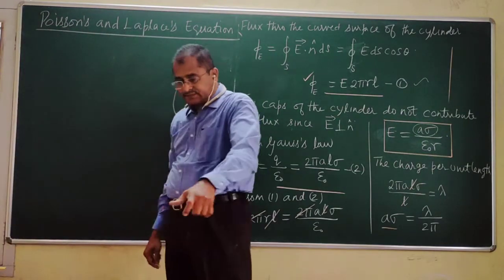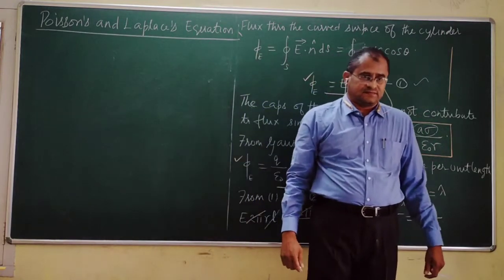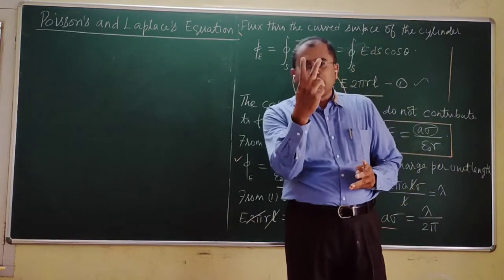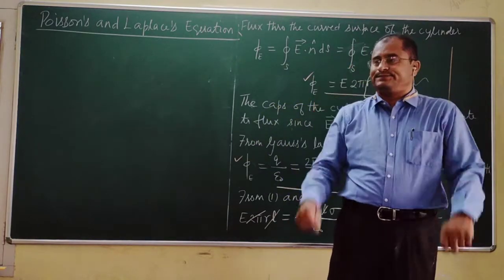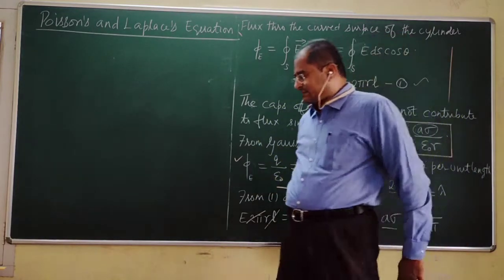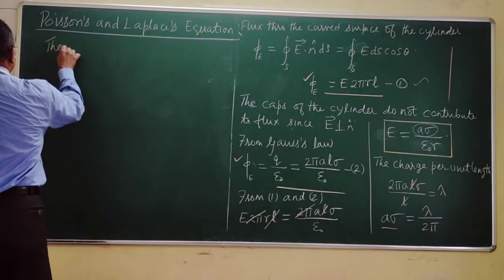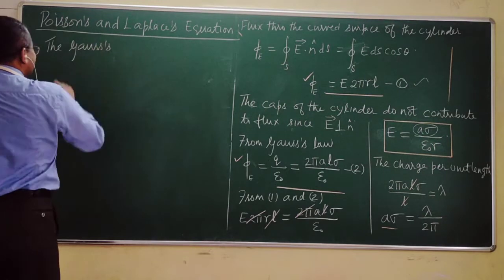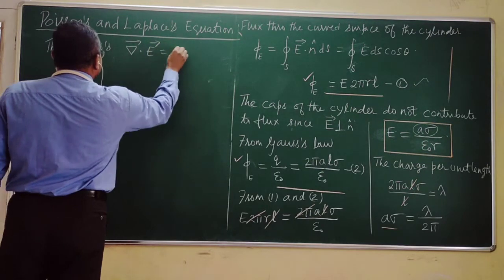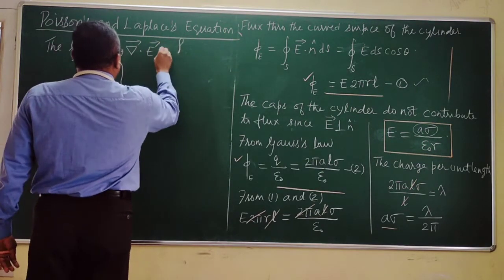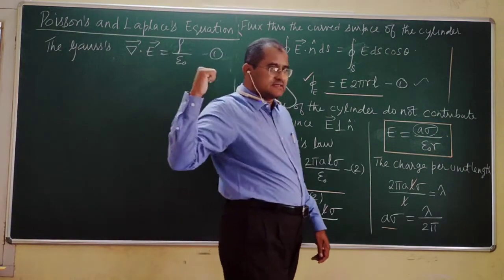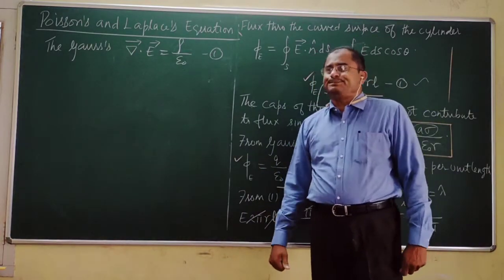The Poisson's and the Laplace's equation come to us from two basic equations which we have already studied. One, we are familiar with Gauss's law. Gauss's law in differential form: del vector dot E vector is equal to rho by epsilon naught. This we are familiar with. This is the differential form of Gauss's law.